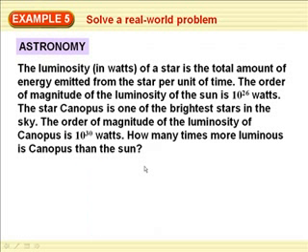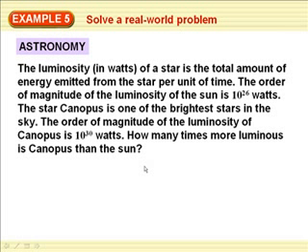All right, example 5. The luminosity in watts of a star is the total amount of energy emitted from the star per unit of time. The order of magnitude of the luminosity of the sun is 10 to the 26th watts. So that means that's what it's close to. They're rounding that number for us. The star Canopus is one of the brightest stars in the sky. The order of magnitude of the luminosity of Canopus is 10 to the 30th watts. How many times more luminous is Canopus than the sun?